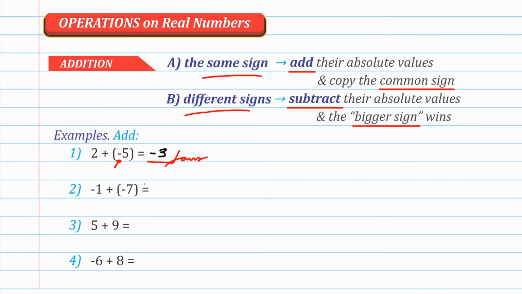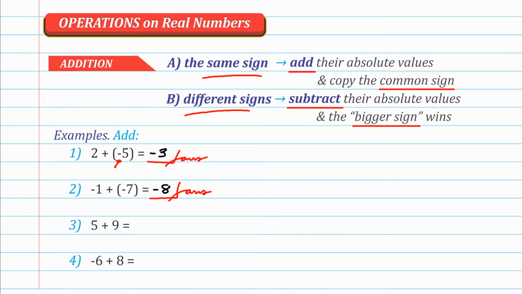Okay, next, let's look at the next example. Let's say we're adding -1 and -7. Take note of their signs. They are both negative, therefore they have the same sign. And what do we do? We add their absolute values. So adding, we have 1 plus 7 is equal to 8. Now, second step, a very important step 2, copy the common sign. So you have a negative, therefore, your final answer is still negative. And you have the answer, it's -8.